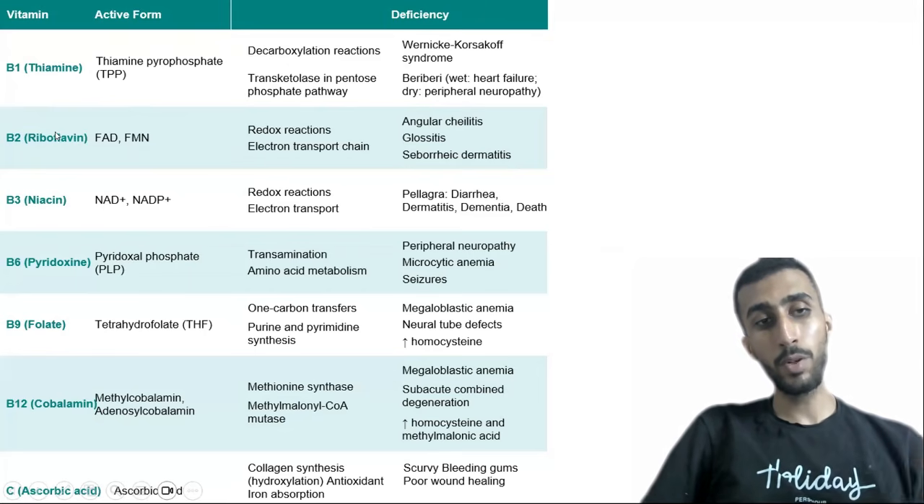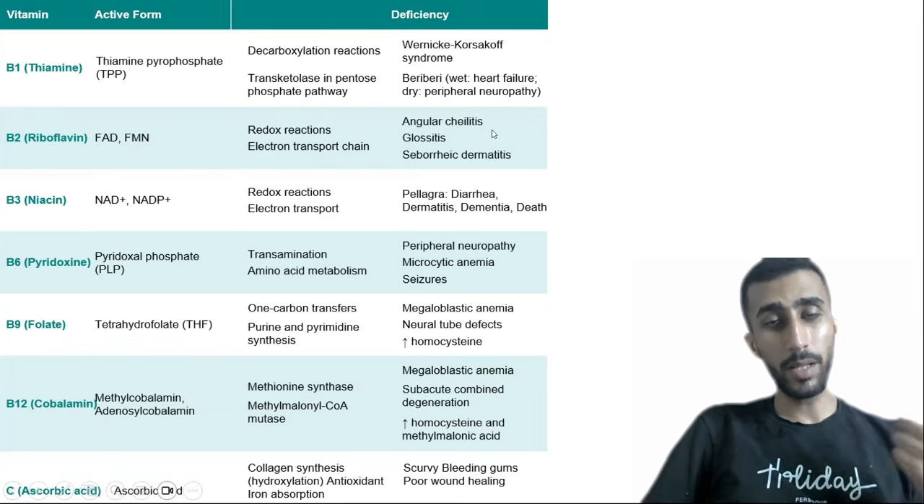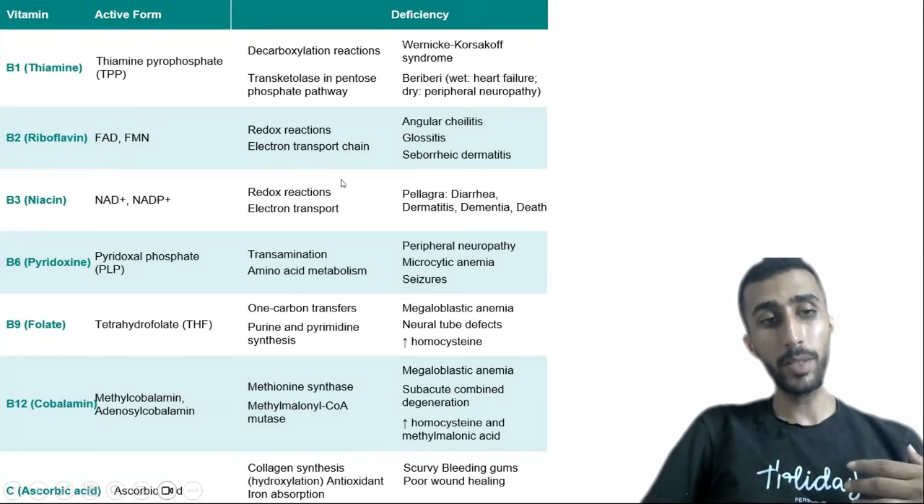B2 and B3. So B2 is riboflavin and B3 is niacin. So B2 is FAD and B3 is NAD. So remember, we've talked about it. They have a role in redox reactions and the electron transport chain. And if we have B3 deficiency, also we've talked about the 3 Ds: dermatitis, dementia, and diarrhea, and death. And B2 is very famous for causing angular cheilitis, at the side of your mouth, and also at your tongue, glossitis, and seborrheic dermatitis.